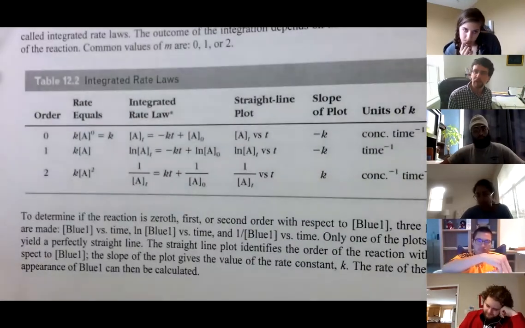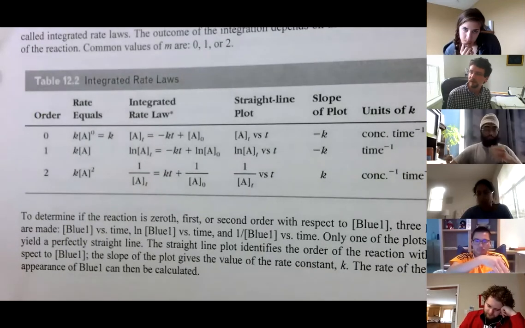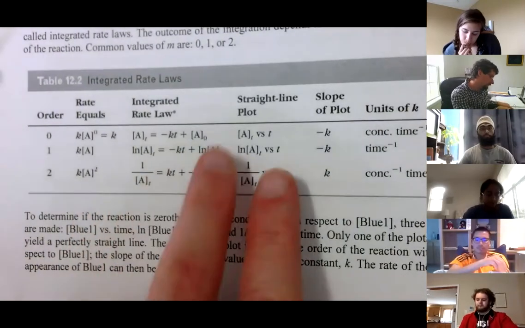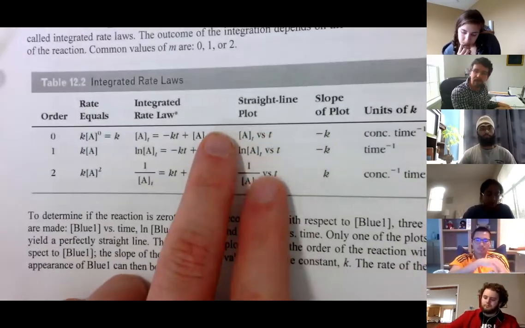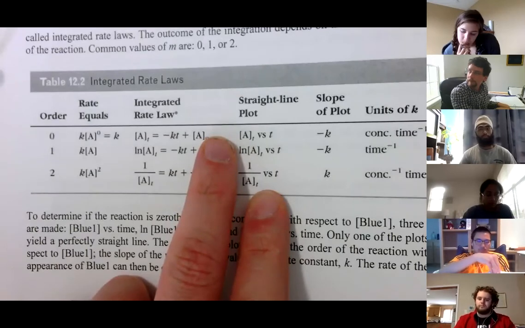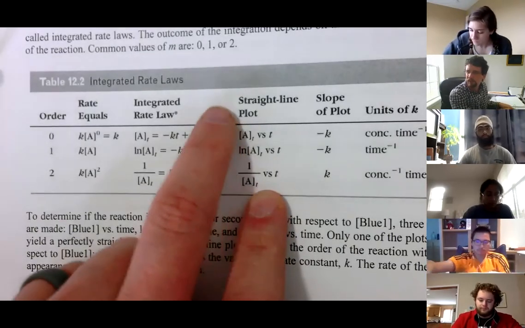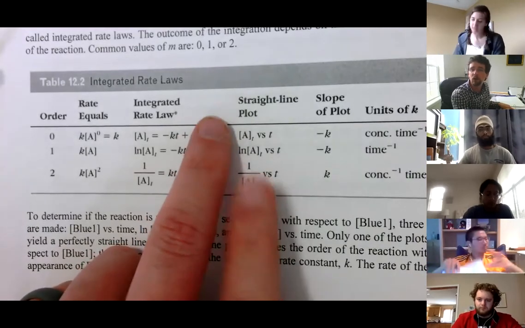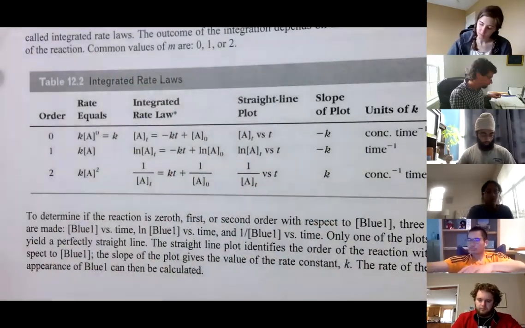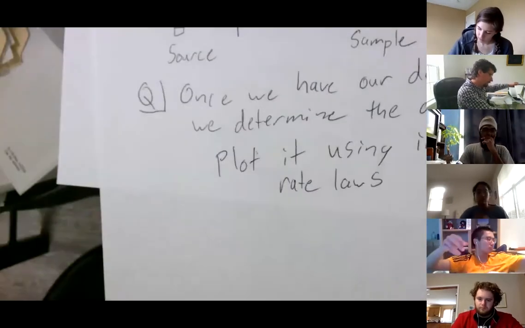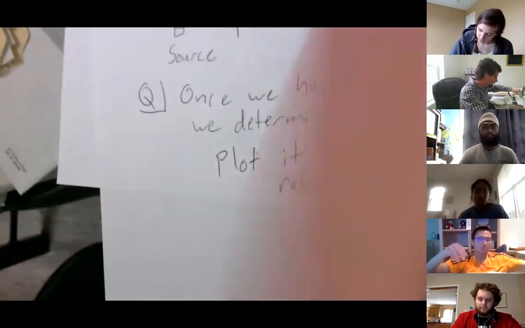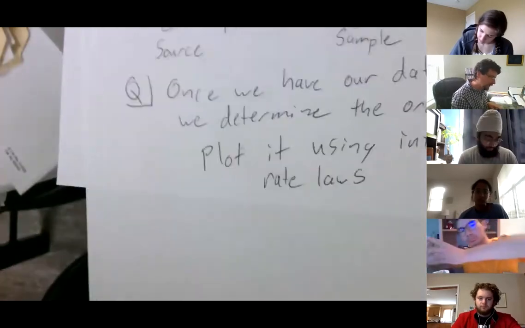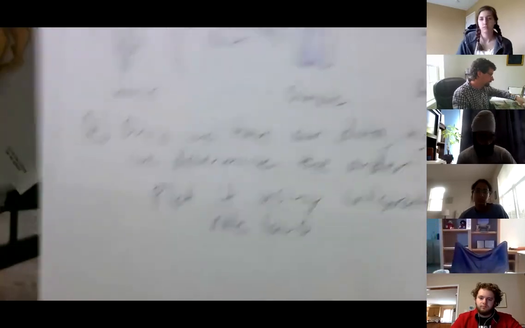Did you guys talk about those integrated rate laws at all in class? Yeah. Okay, so you guys know that if you want a straight line, you've got to plot these. The way we're going to know the order is we're going to determine which one gives us the best linearity, or which one is the most straight, right? Okay, so now let's say we take our data and we want to know if it's second order.